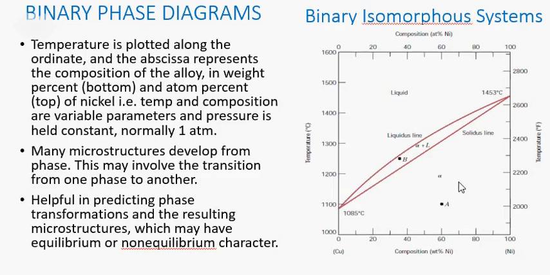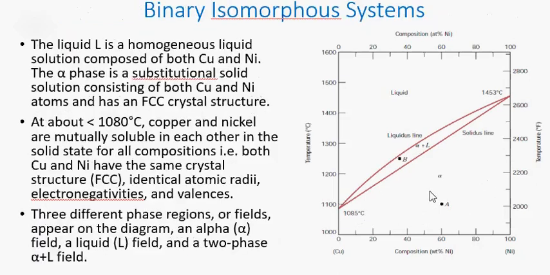all through here nickel is soluble in copper, so you see only a single phase. And here it says that alpha phase is substitutional solid solution consisting of both copper and nickel atoms. Here it means that in the crystal structure, nickel atoms can substitute that of copper atom to form an alloy, and this is because both nickel and copper have similar crystal structure, which is FCC, identical atomic radii, electronegativities, and valencies.